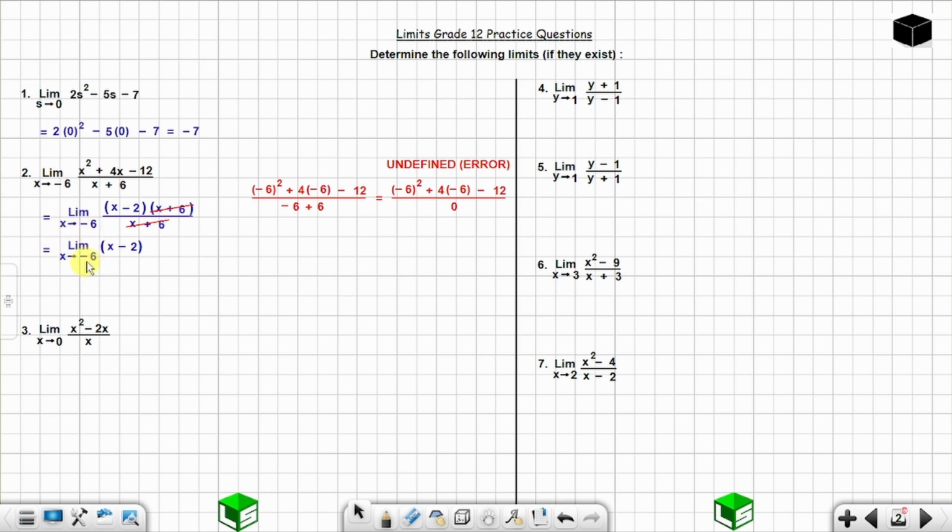You're still going to repeat the limit expression. The only time you are going to drop this expression is when you substitute negative 6 for x. So this is equal to, try to plug negative 6 wherever you have x. So you are going to have negative 6 minus 2. This is equal to minus 8.